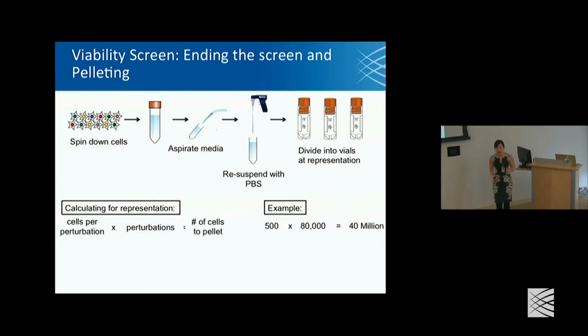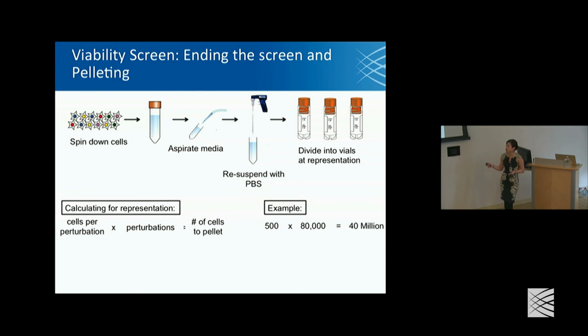When you're at the end of your viability screen, you're going to take all of your cells, rep A and rep B separately, spin them down, aspirate the media, resuspend in PBS, and then divide them into multiple vials. You want to divide them into the vials at representation. As a reminder, representation is cells per perturbation times the number of perturbations, and that will give you the number of cells you want to pellet at.